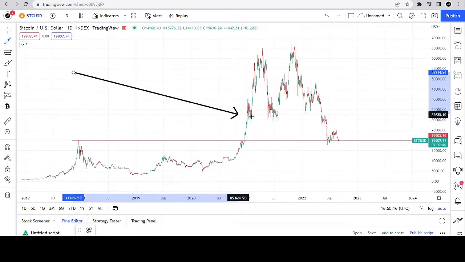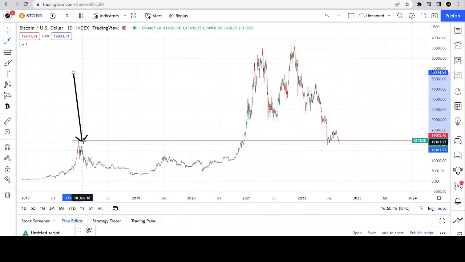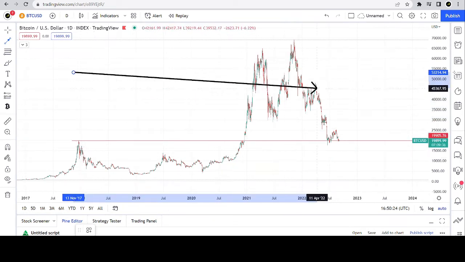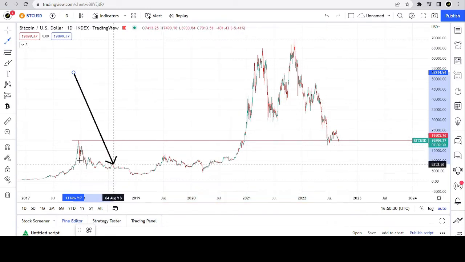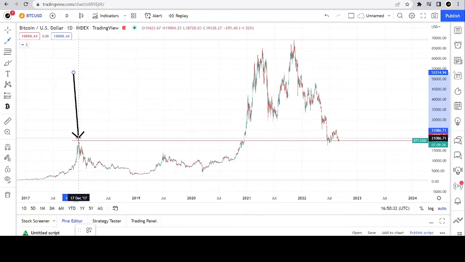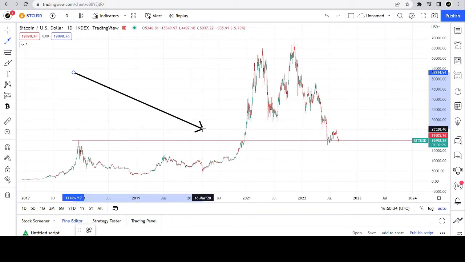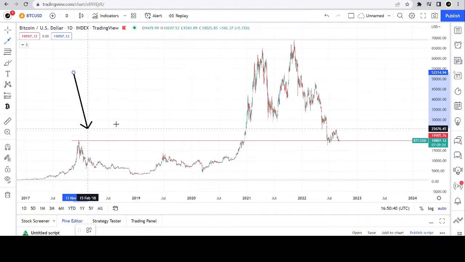Okay, folks, so the next one is where we currently are today. The peak was in 2017. The decline was in 2018. And here we are today. And as I pointed out previously, price has dipped below this previous all-time high. So we have one instance in the entire Bitcoin history where this has happened.